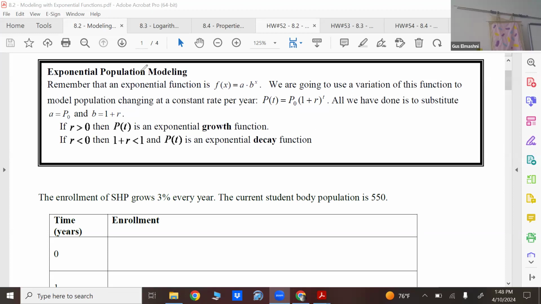And of course, if your r is positive, because your base is bigger than 1, you're going to grow. Exponential is going to grow. If r is less than 0, that should be intuitive. It's a negative rate. Then of course it's going to decay. It's going to be going down. So that's what's happening there.